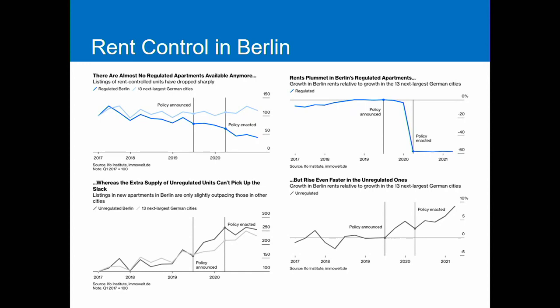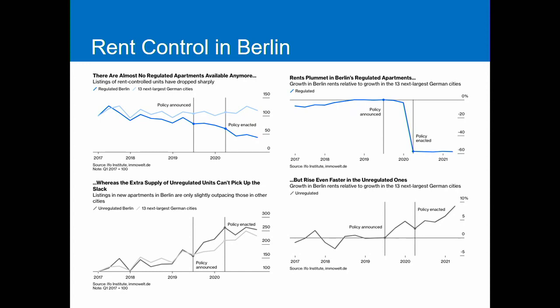Here we have the listings of new apartments. So the new apartments in Berlin that were not regulated, so post 2014, are this dark line that's increasing. And of course, the line showing the next 13 largest German cities is very difficult to see, it's like white, and it's lower than there. So we had more going on, more apartments being rented, like the unregulated ones, increasing slightly compared to before.